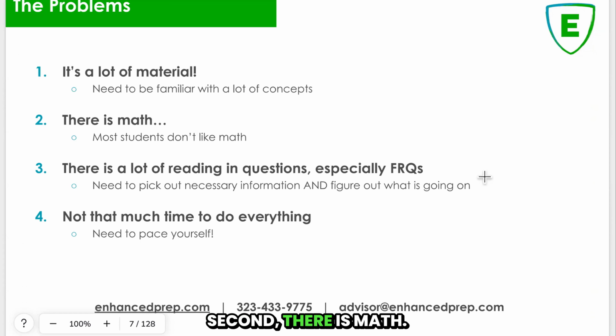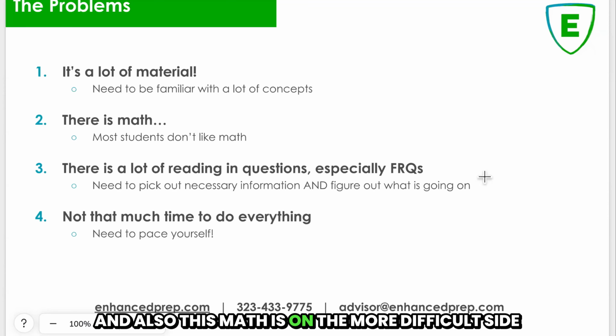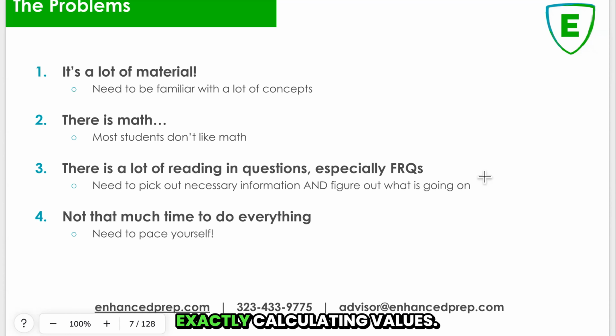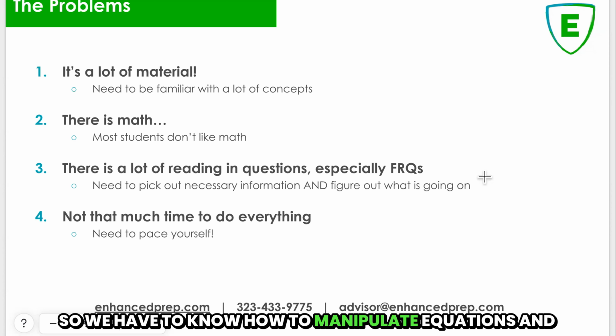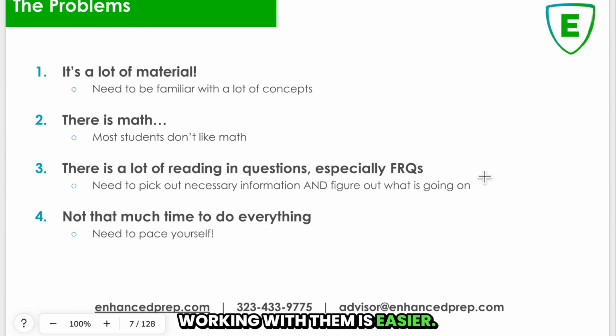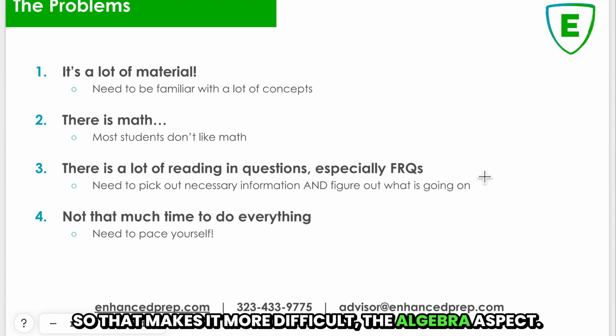Okay? Second, there is math. Most students don't like it. And also, this math is on the more difficult side because there's a lot of algebra going on, maybe not exactly calculating values. Okay. So we have to know how to manipulate equations. And I don't know, sometimes just plugging in numbers and working with them is easier. So that makes it more difficult, the algebra aspect.